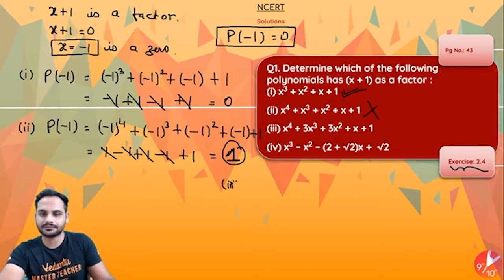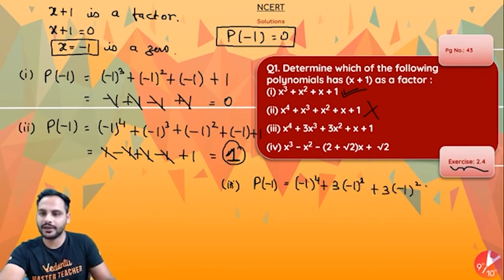Third part, dekho, the value at x is equal to minus 1 will be minus 1 raised to the power 4 plus 3 into minus 1 cube plus 3 into minus 1 square plus minus 1 plus 1. So minus 1 raised to the power 4 is 1.